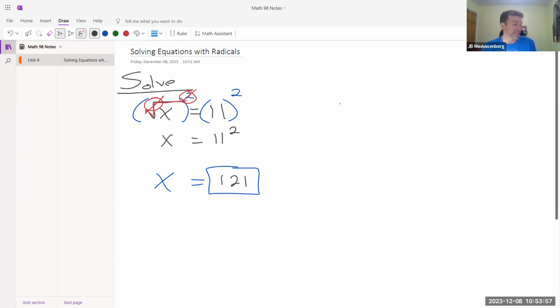Another one might look like this. The square root of y is equal to -3. So if you want to remove this radical, you're going to square it and then square the other side. When you square this radical, it cancels out and you're left with y equals, and -3 quantity squared is a +9. Now, you may have already noticed a problem with this.